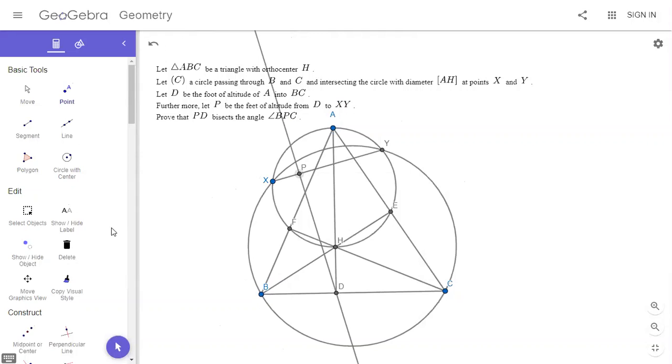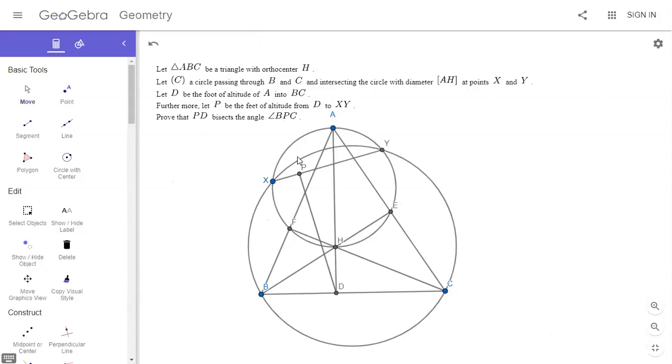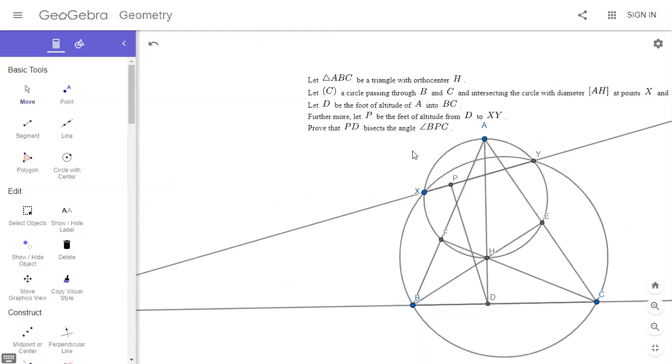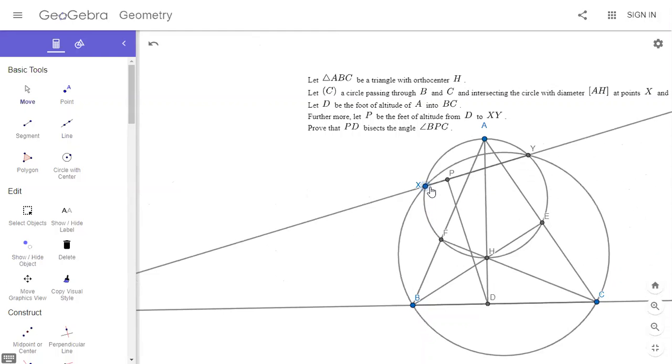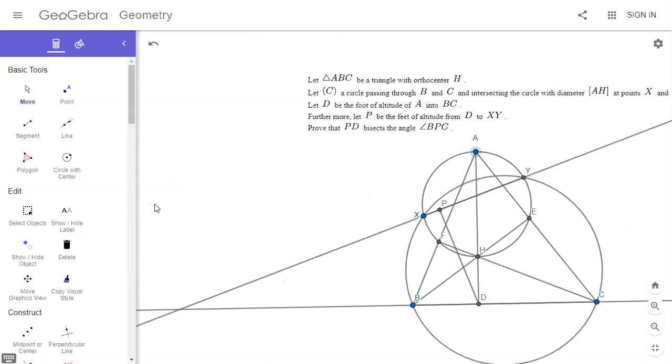And we want to show that PD bisects angle BPC. Actually, I'm already seeing something fairly quickly. Basically, if we extend XY to meet BC at a point, let me change things around a little bit. So B, C, D and that point, we have to show they're in harmonic conjugation. Okay, so I'm going to draw this point here, G. We want to show that B, C, D, and G are in harmonic conjugation. That would solve the problem.